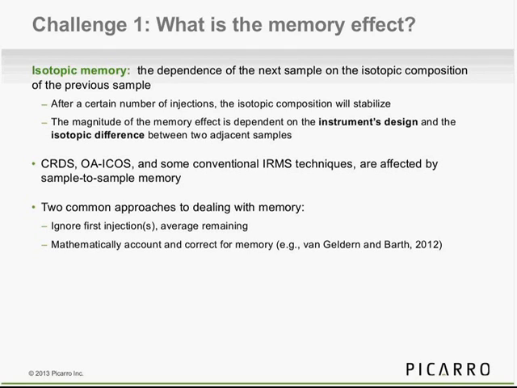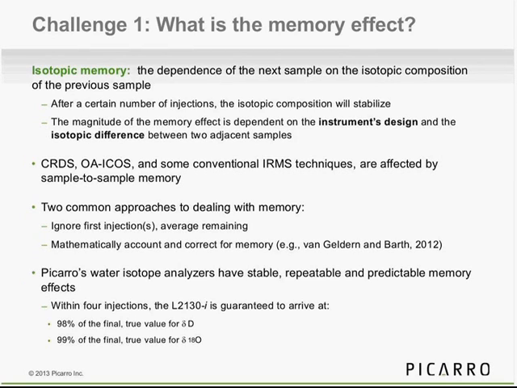For example, Robert Van Geldern and his colleague have actually mathematically accounted and corrected for memory. LIMS for Lasers also corrects for memory. So there are different ways to quantify memory and correct for it so that you don't have to do multiple injections.